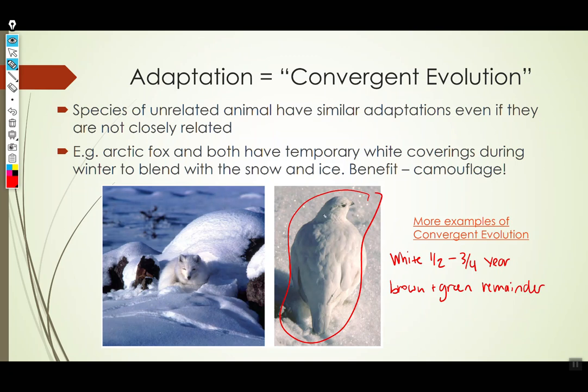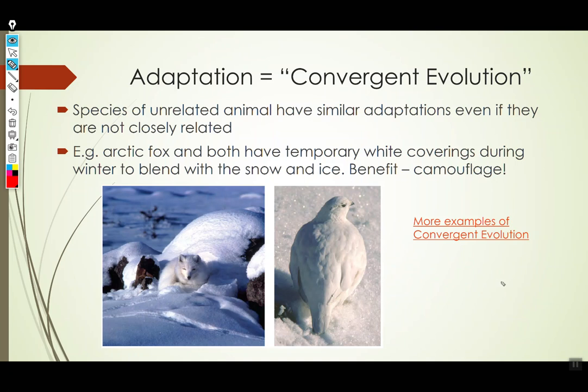So although these creatures are not related to each other at all, they both have temporary white coverings during winter in order to camouflage, but camouflage for different purposes. So the fox is camouflaging to hide from prey. The ptarmigan is camouflaging to hide from predators. So different evolutionary pressures, different organisms, same adaptation. And that's because of the environment they live in.